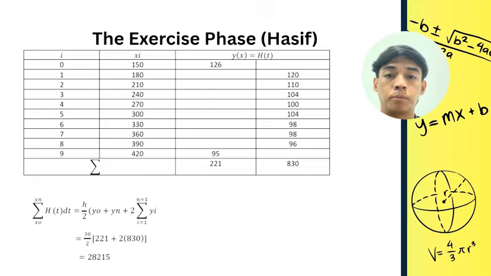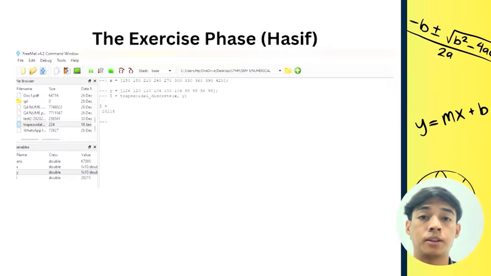This slide shows the trapezoidal rule calculation for subject Hasif during the exercise phase. The heart rate data recorded between 150 and 420 seconds is used with a 30-second time interval. The first and the last heart rate values are 126 BPM and 95 BPM, and the sum of the intermediate values is 830. Substituting these values into the trapezoidal formula gives an exercise workload of 28,250 BPM per second.